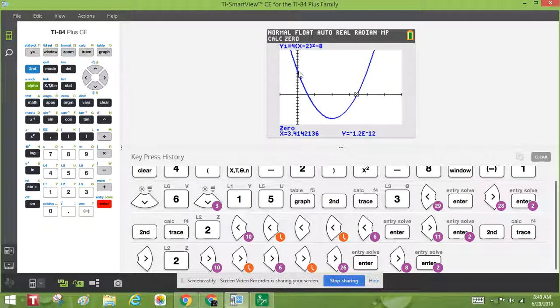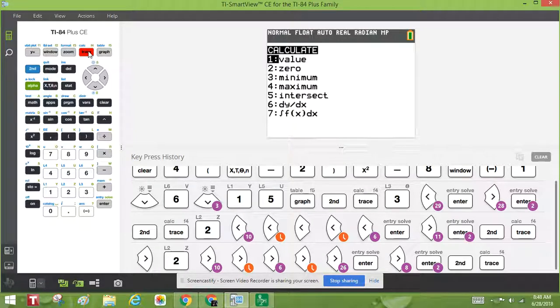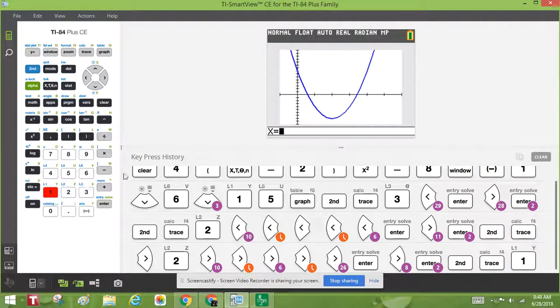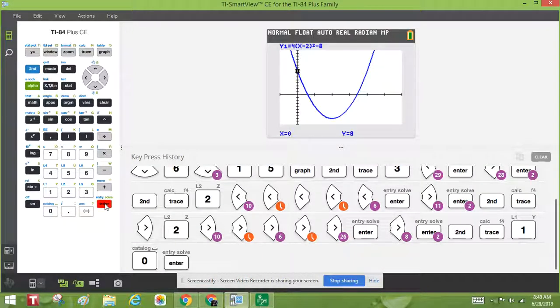Let's go ahead and find the y-intercept. So we'll go to second calc. Now I want to find the value, number one, value. Well, if I'm at the y-intercept, my x would have to equal 0. So I'm going to say 0 and hit enter. And you can see it jumps up to my y-intercept and it tells me my y-intercept is 0, 8. So that's how you find the 3 important values using your calculator.